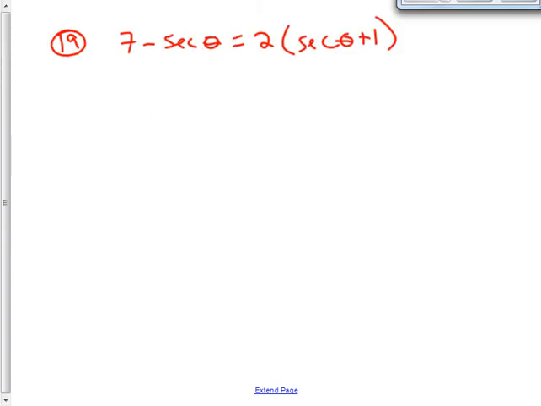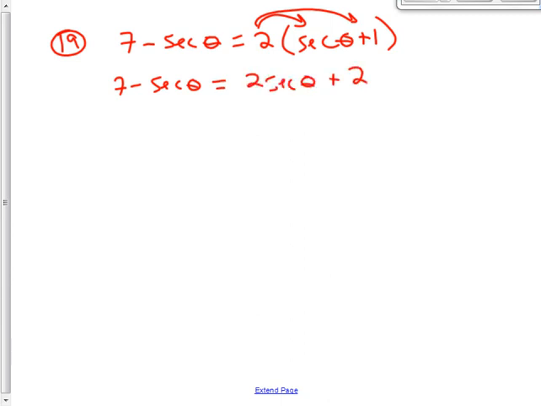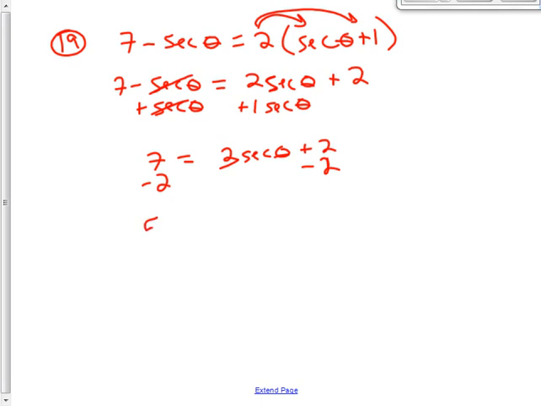Here's the problem. It's number 19. I'm going to go through and do the distributive property here. So I get 7 minus secant theta equals 2 secant theta plus 2. I treat these secants like variables, so a lot of you want to deal with the secants first, so go ahead and do that. I get 7 equals 3 secant theta now, plus 2. Subtract 2 from both sides. 5 is equal to 3 secant theta. Divide by 3. And secant theta is actually equal to 5/3.